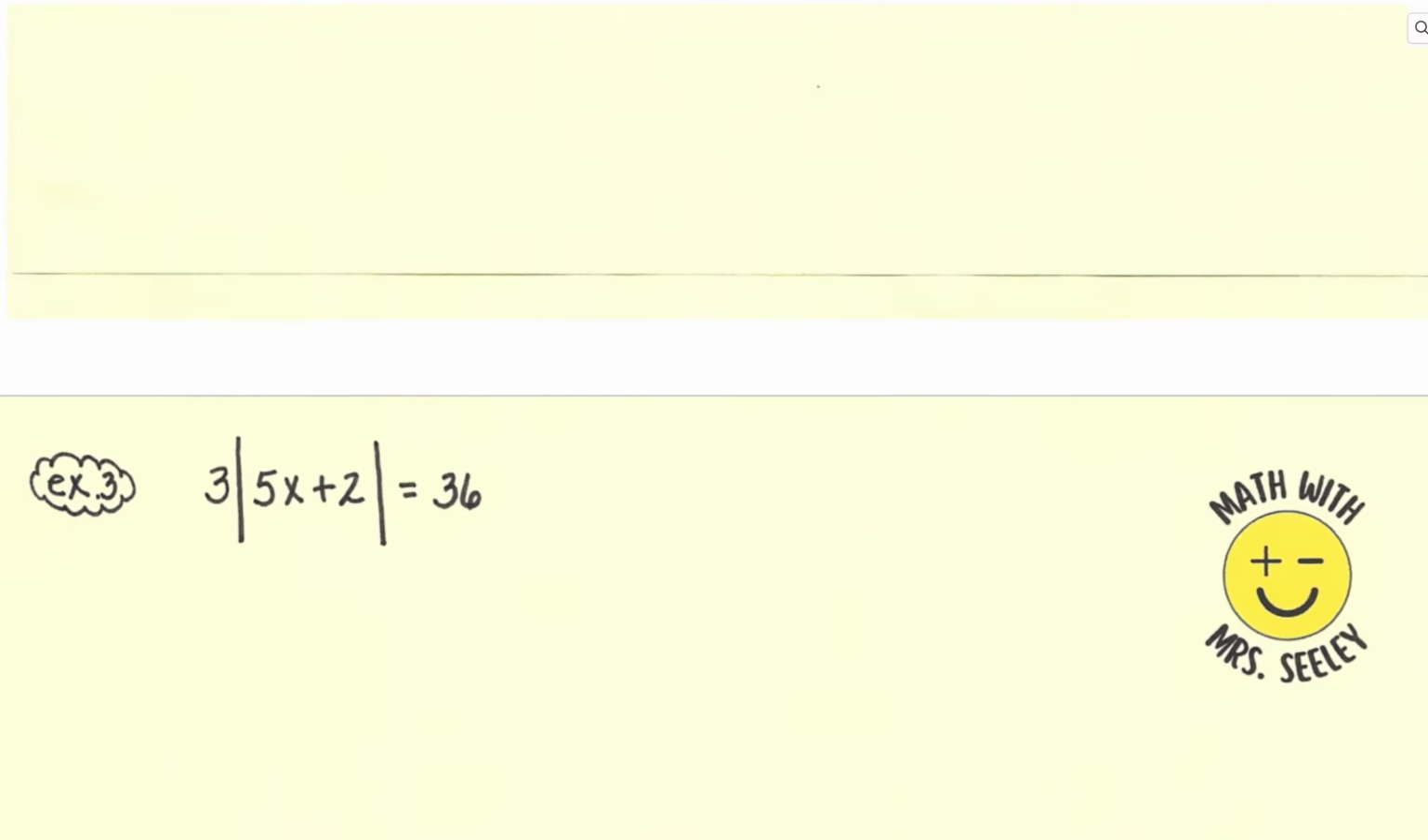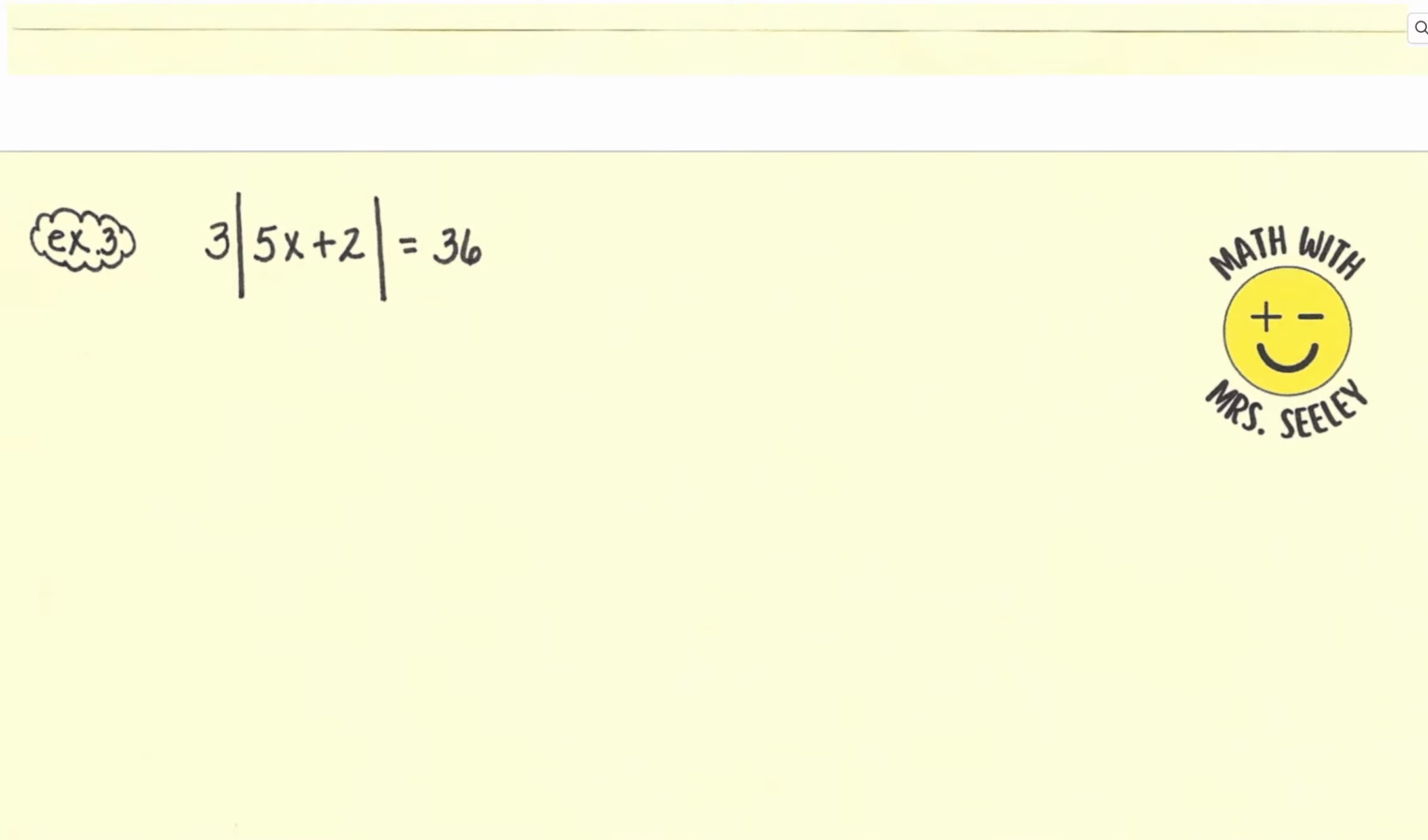All right, let's look at example 3. The first thing that you have to do is isolate. So first, isolate your absolute value. That means I have to get rid of that 3. It's attached by multiply, so I know I need to divide. So the absolute value of 5x plus 2 is equal to 12.